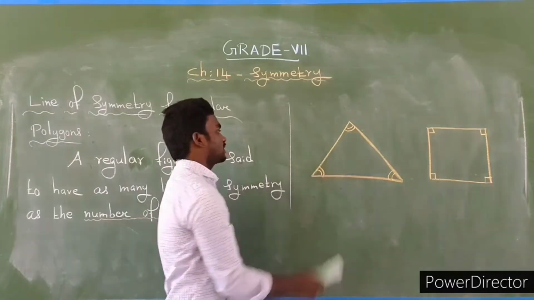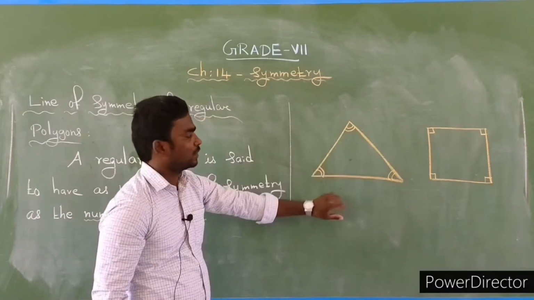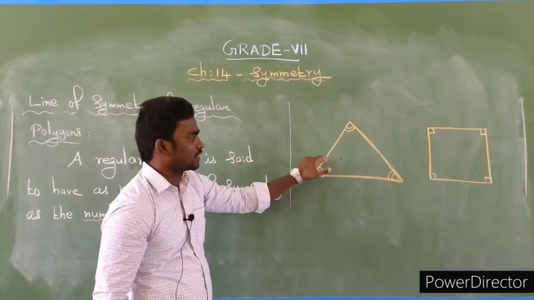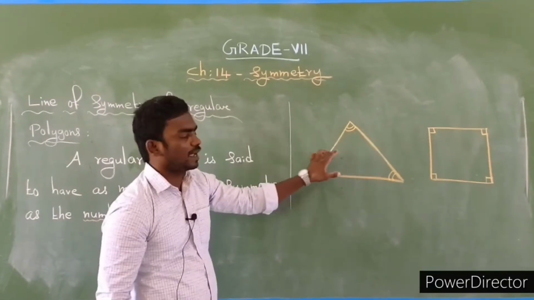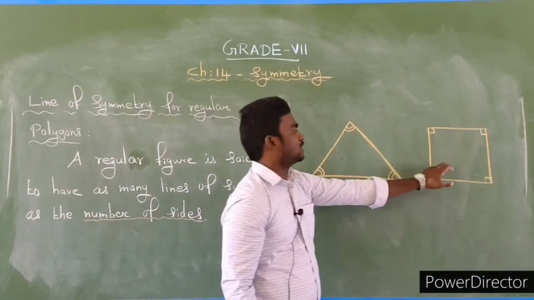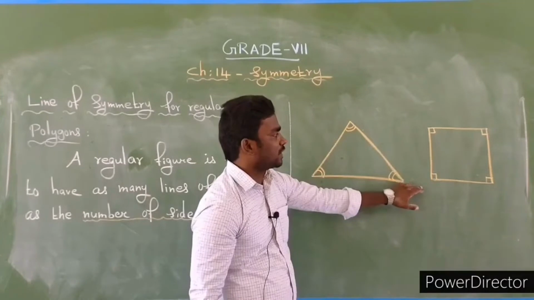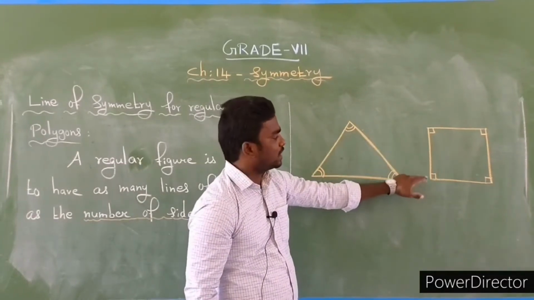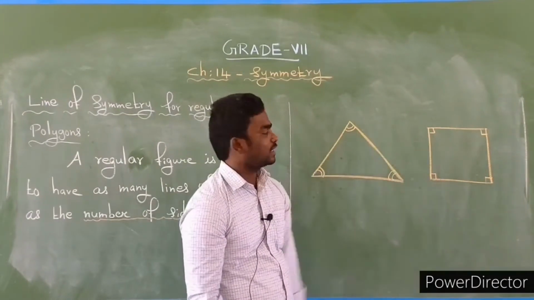We know what is the type of this triangle. This is an equilateral triangle. Equilateral triangle means all the sides of a triangle are equal and all the angles are equal. Next, what is that? Square. We know square is a regular polygon. All the sides of the square are equal length and all the angles are 90 degrees.